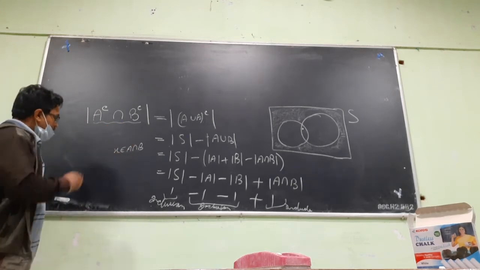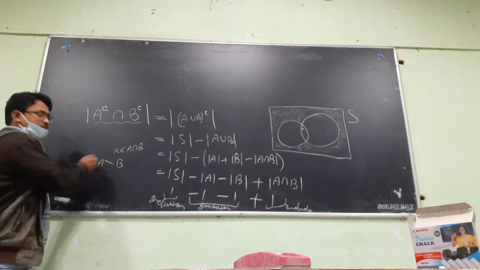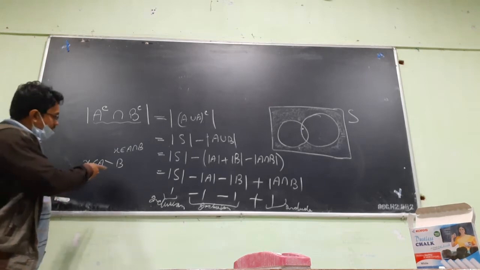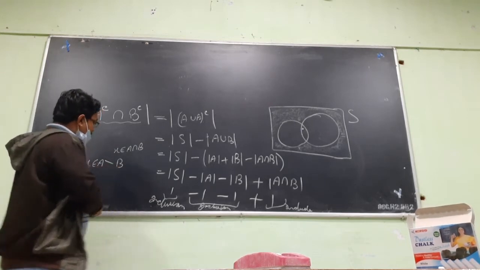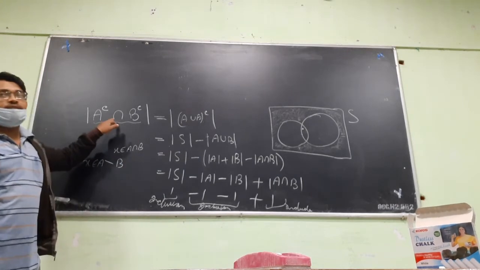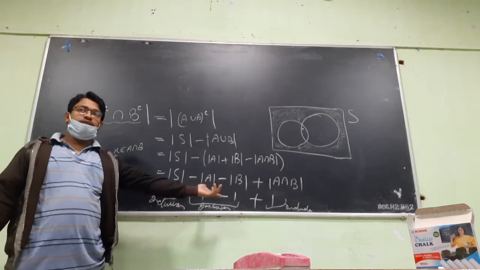Now suppose x is an element in A but not in B. That is, x belongs to A minus B. Let us see how many times this is counted. If x belongs to A minus B, then also it's not there in this set. Please remember that. That means the total count for this set should be 0.